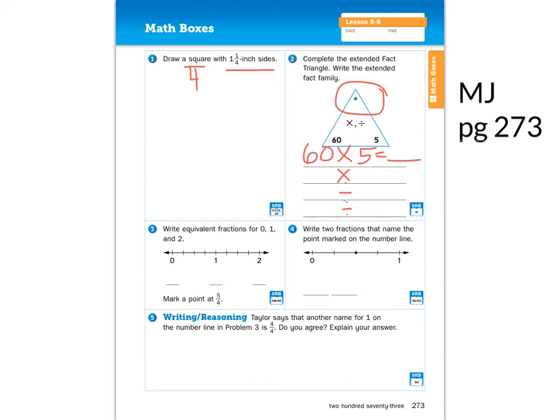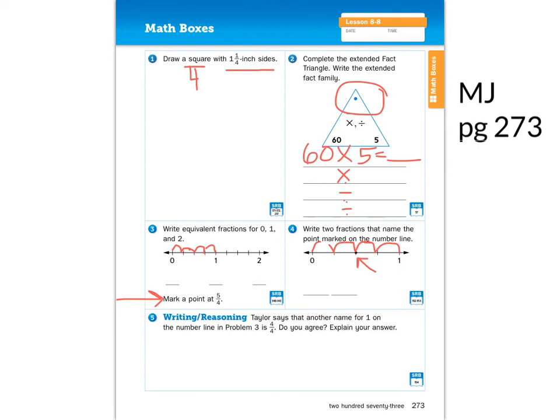Then it says write the equivalent fractions for 0, 1, and 2. You need to be counting these spaces in between to figure out how many sections each of those is divided into. And then don't forget this part. Mark a point at 5/4. Number 4, write 2 fractions that name the point marked on the number line. So I would go ahead and look and see how many sections this is divided into first, and then try to come up with 2 different names for that point right there.